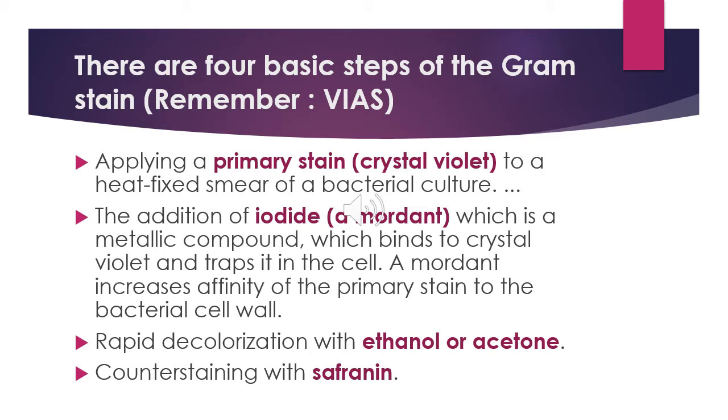Okay, so after that, we do rapid decolorization with ethanol or acetone. This is an important step in gram staining, as over-decolorization may yield a falsely gram-negative organism, or under-decolorization will also yield a falsely gram-positive organism. So gentle and rapid decolorization is essential. Then afterwards, we counterstain it with safranin.